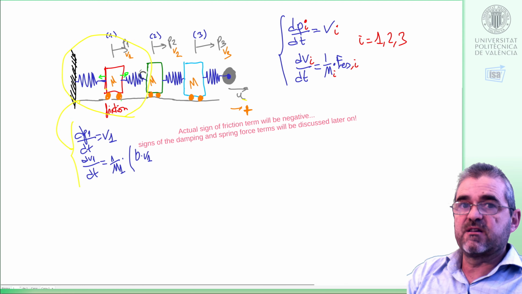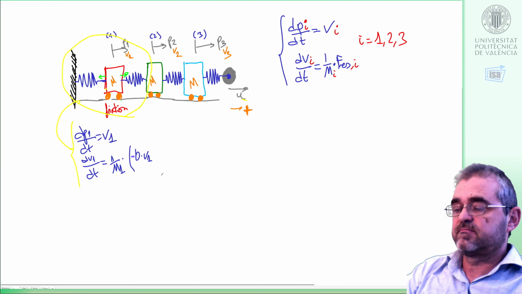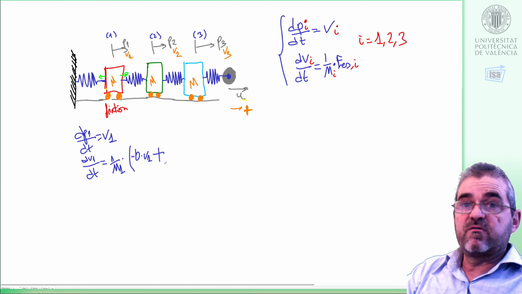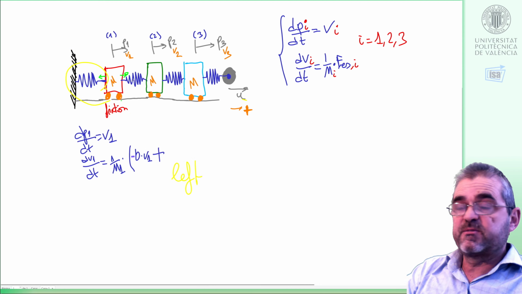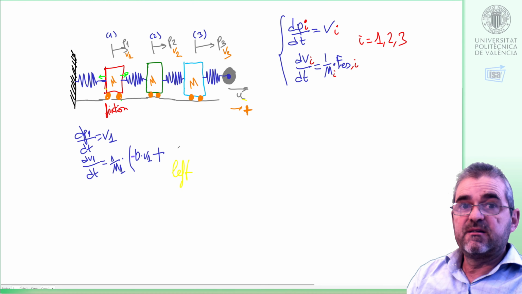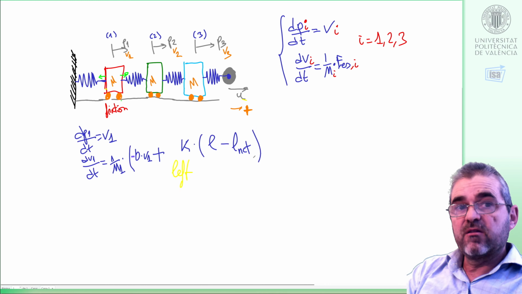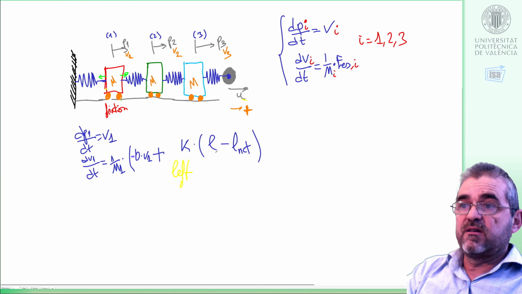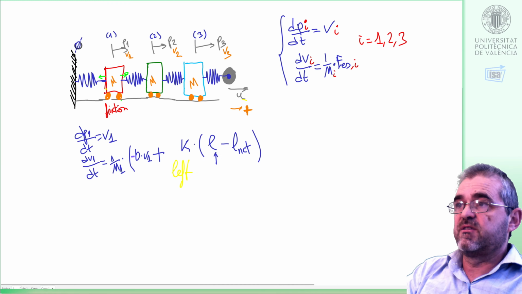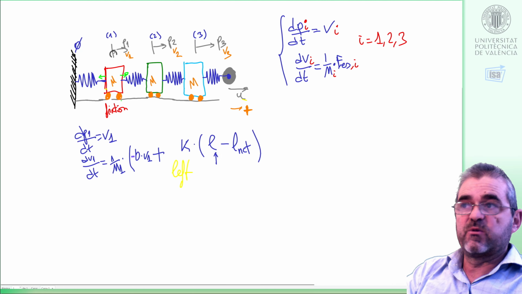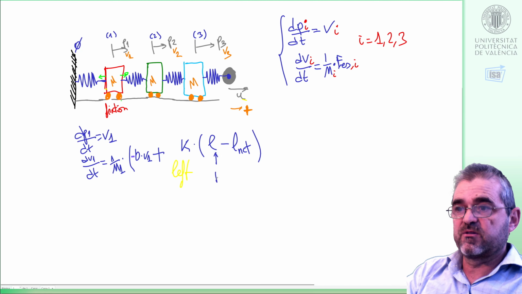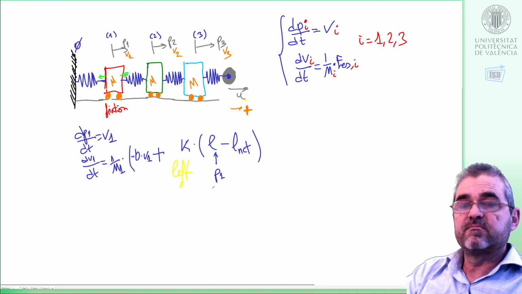We are now considering this part of the system. And then we have the force of the left spring. That will be a spring constant K times the length of the spring minus its natural length. And the length of the spring, if this were 0, will be P1 minus 0. So this will be P1.